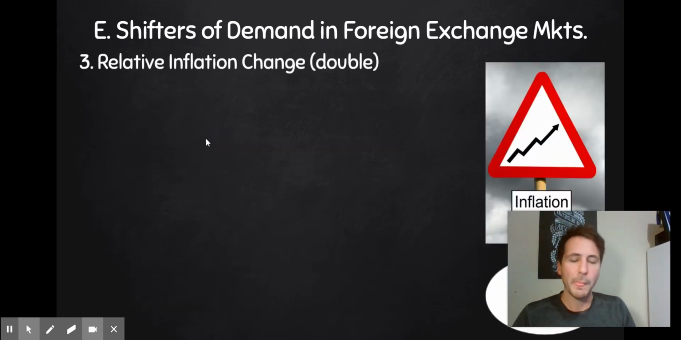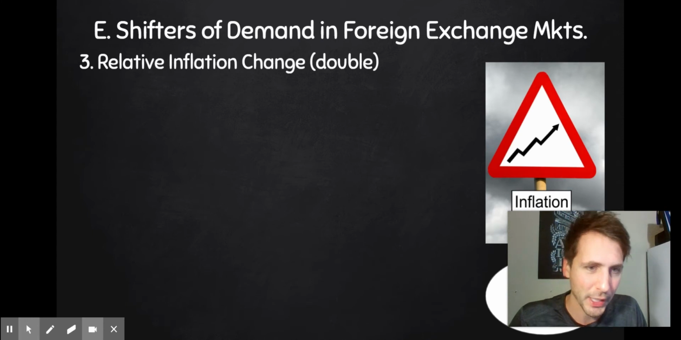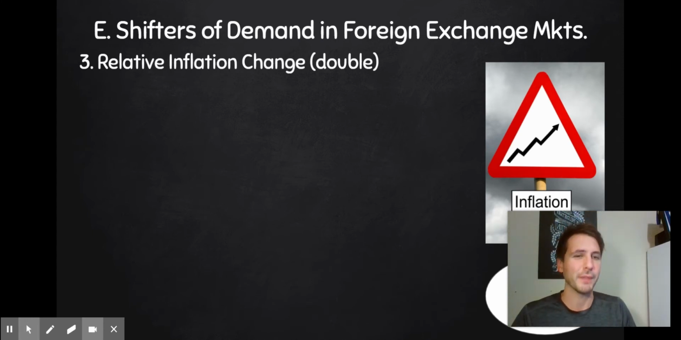One more for you. Relative inflation change. Inflation. Yes, inflation actually impacts foreign exchange because even though inflation's happening domestically in our nation, the prices carry over into the foreign markets. So let's say the price of an American, I don't know, pair of tennis shoes goes up exponentially in the United States, right?